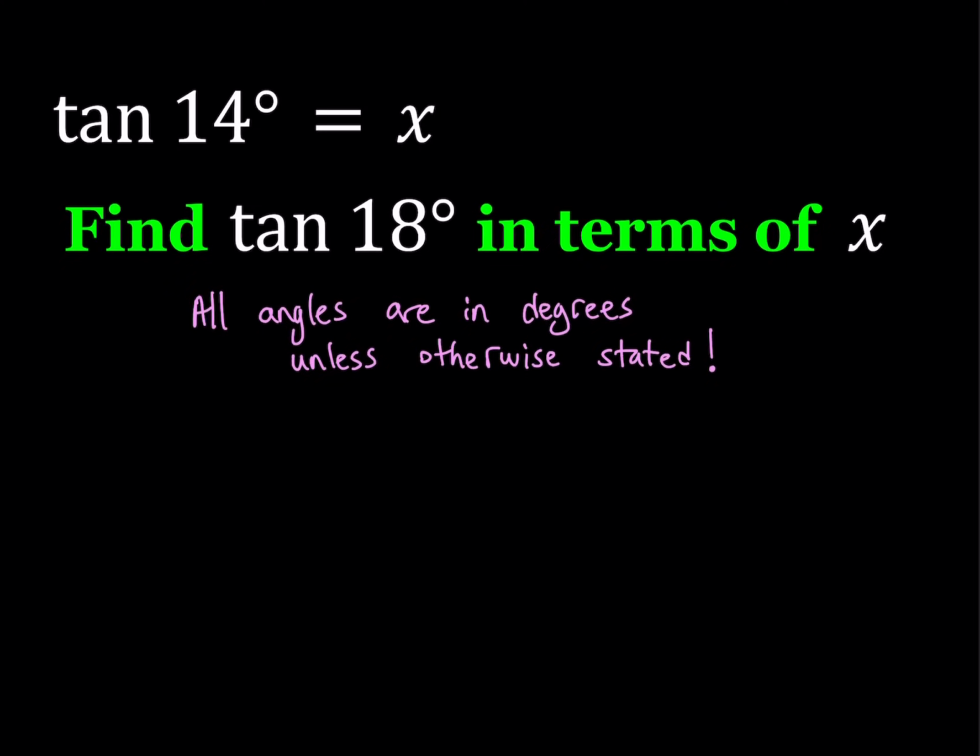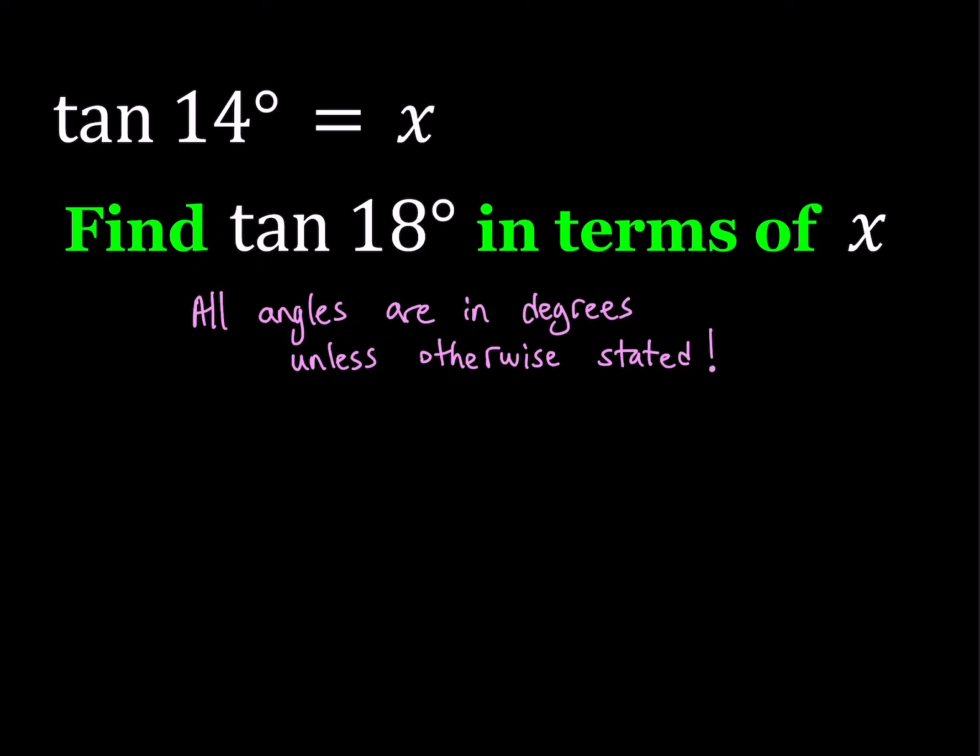I know some people gave me grief last time because I didn't write it and they thought it was in radians, but I also write my disclaimer: all angles are in degrees unless otherwise stated. Okay, cool. Now what am I going to do? I'm going to take this 14 degrees and then turn it into 18 degrees by using some trigonometric manipulations.